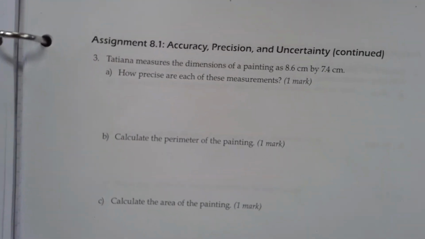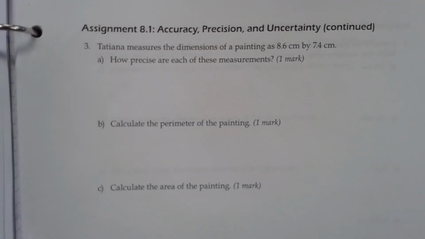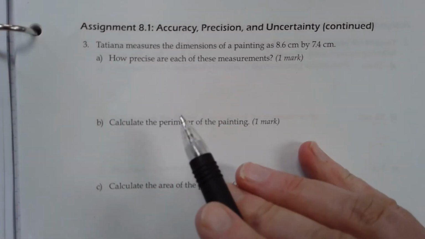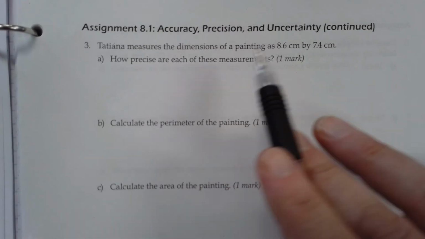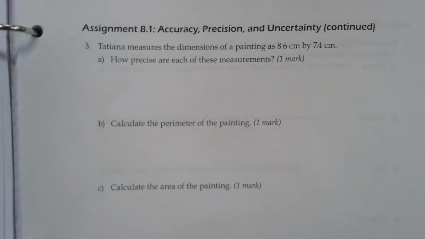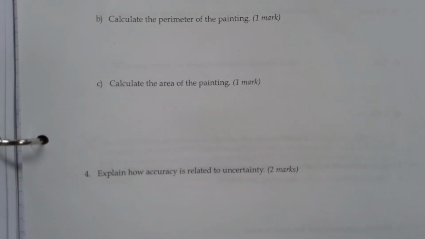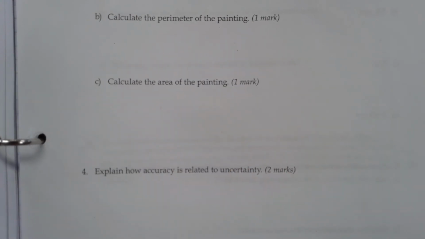Three. She measures the dimensions of the painting. How precise are the measurements? They're precise to the nearest 1/10 of a centimeter, or 0.1 of a centimeter, right? Then you find the perimeter and the area. Perimeter is adding your sides together. Area is simply length times width. Explain how accuracy is related to uncertainty.